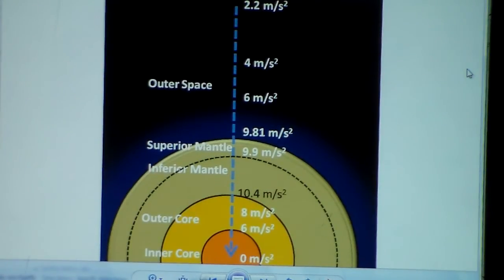This right here is a nice graphic. It shows you the theoretical acceleration of gravity on the planet at 2.2 meters per second squared in space, and as it gets closer to the surface, 9.81 meters per second squared. The superior mantle, 9.9 meters per second squared, and then the interior mantle is 10.4 meters per second squared, and then the outer core, and so on and so forth. This is highly theoretical and speculative right now as far as gravity when you get close to the iron core, liquid core. There is consensus among the greatest minds on the planet that there is a gravity neutral zone in the planet, and the gravity does spin out.